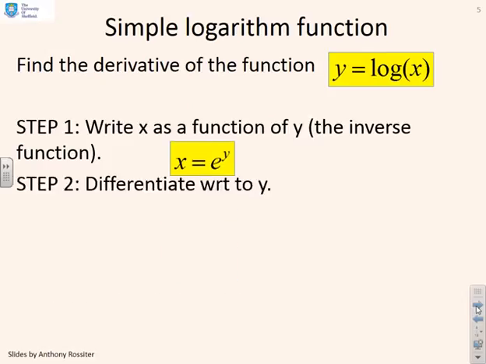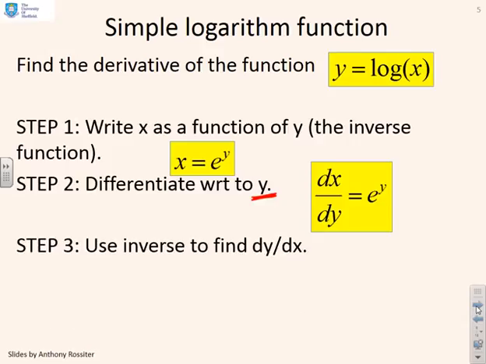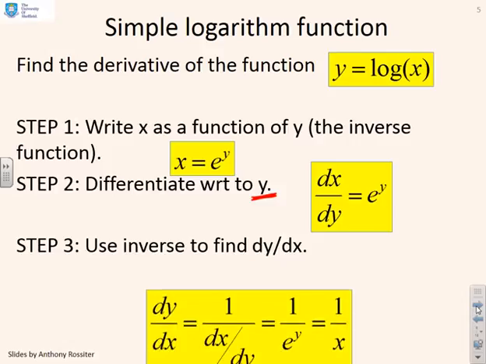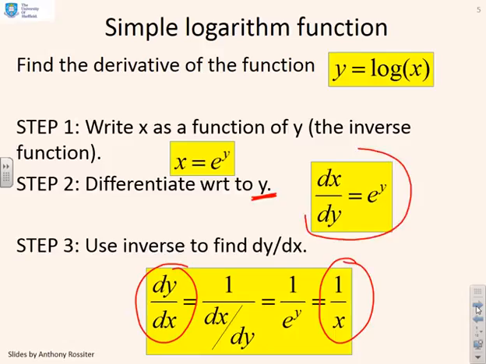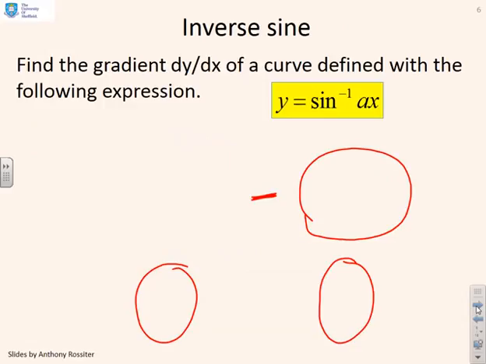What I can do now is differentiate with respect to y. So this is different, I'm doing d/dy. So what you're going to get is dx/dy equals e to the y. Now I can use the inverse to find dy/dx. So dy/dx is 1 over dx/dy, which is 1 over e to the y, which is 1 over x. So you noticed I've got dy/dx in terms of x by first differentiating with respect to y. I've used the inverse function.